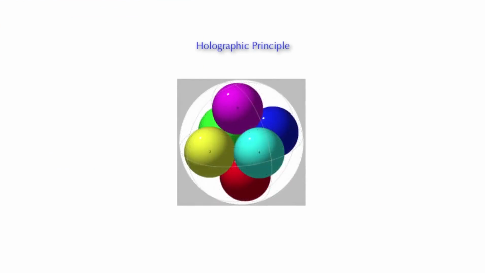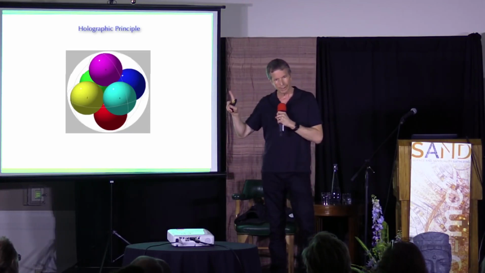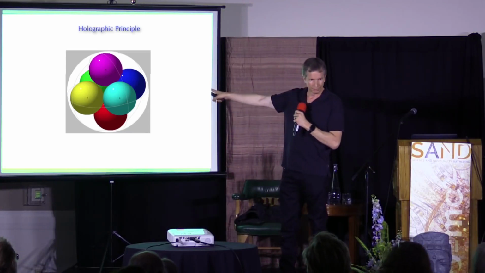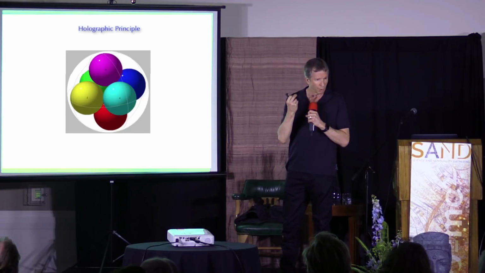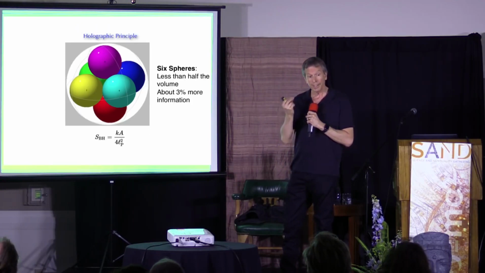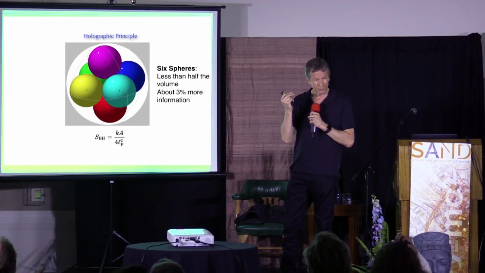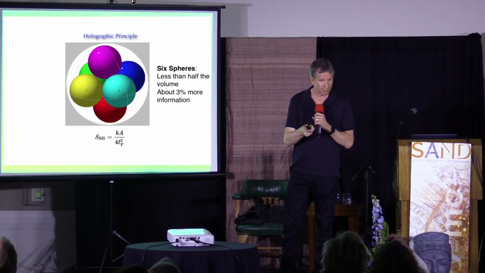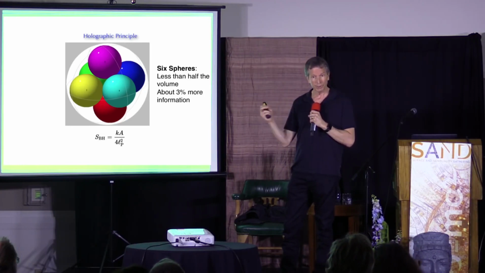But now imagine that I take 6 smaller spheres of equal size that just fit inside. I've illustrated it there. Now you can see that they have less volume than the whole sphere. In fact, they have roughly half. But they have more surface area. The 6 small spheres have less than half the volume, but they have more surface area than the big sphere.